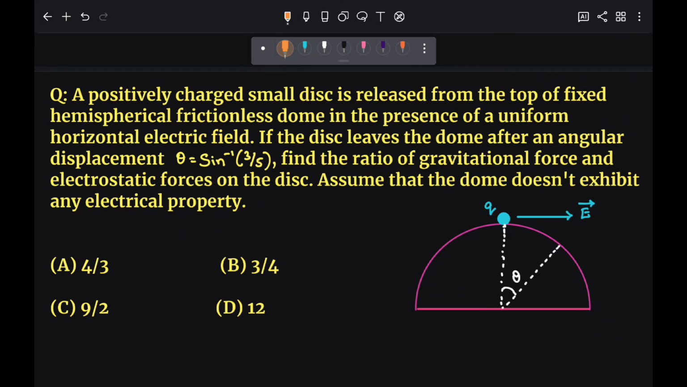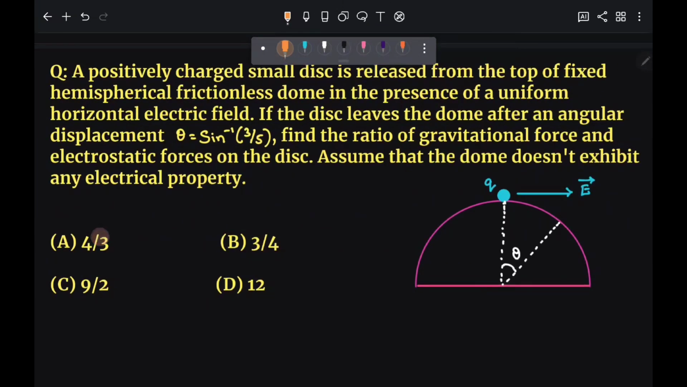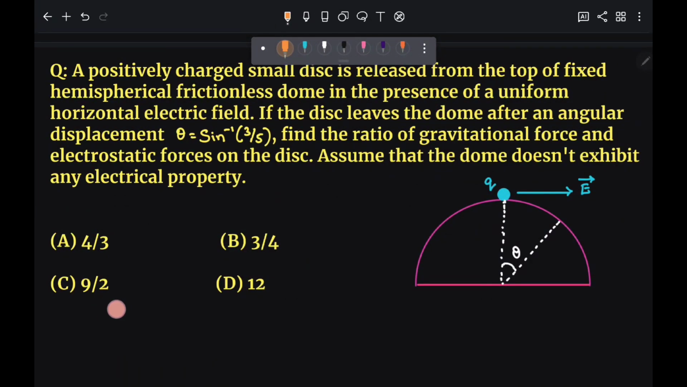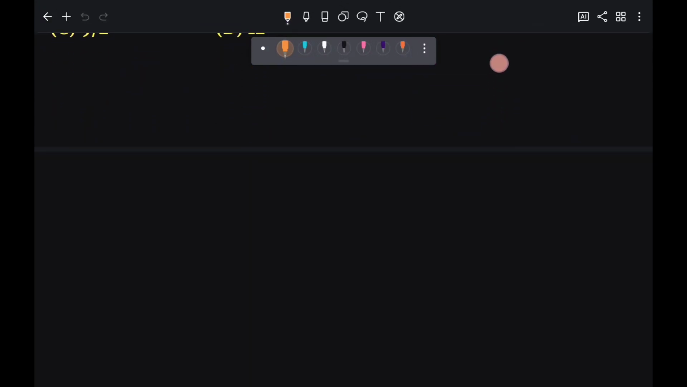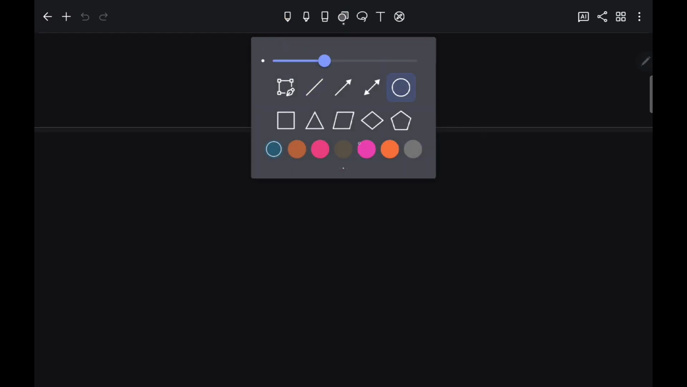The options given are 4/3, 3/4, 9/2 and 12. These are the four options A, B, C, D, and the diagram you can see on the right side. A charged disk is kept at the top of the dome and the electric field is acting in the horizontal direction. To solve this problem, let us first redraw the diagram so that we can create the image and try to solve it.